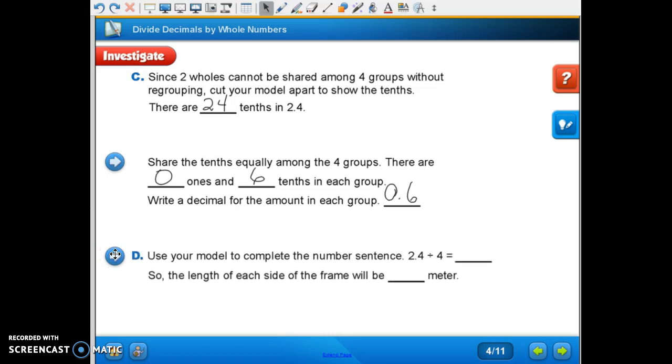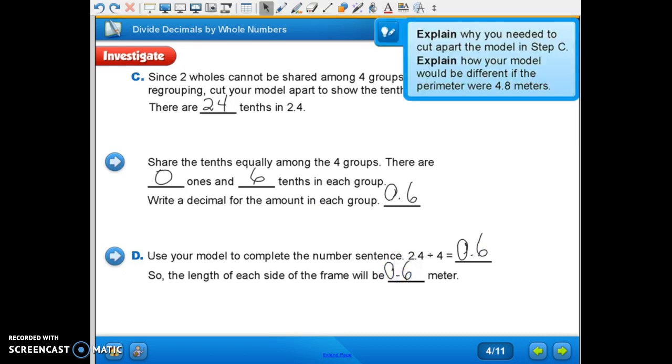Use your model to complete the number sentence. 2 4/10 divided by 4 is 0.6. 6 tenths. So the length of each side of the frame will be 6/10 meters. In the blue box up here are the draw the conclusion questions. It says explain why you need to cut apart the model in step C. Why did we need to cut apart the model in step C?